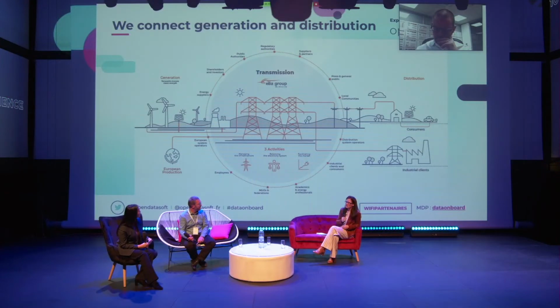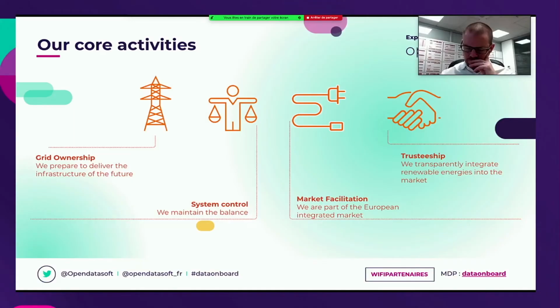So we connect generation and distribution. We're organized around some core activities. If you can go to the next one. So we're obviously owning the grids, so that means that we develop and build and maintain the grids to deliver the infrastructure of the future. We're also keeping the system in balance, which is really a crucial task. And then also our market facilitator in the European landscape.